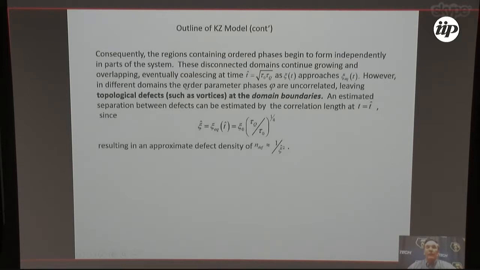But in different domains, the order parameter phases can be uncorrelated, leaving topological defects. That's what we're looking for, things like vortices at domain boundaries. Both of these are topological entities. We can estimate a separation between defects by the correlation length. And we ultimately end up with something that looks like this, with this exponent being a very important parameter.